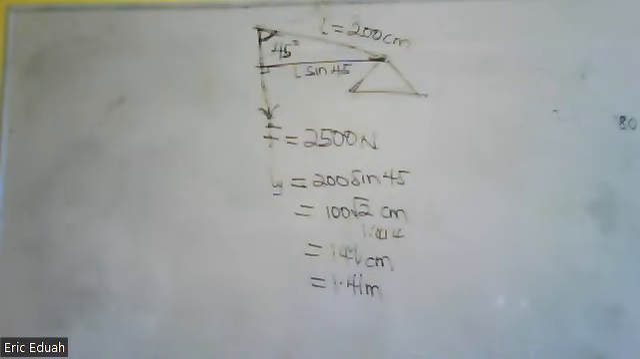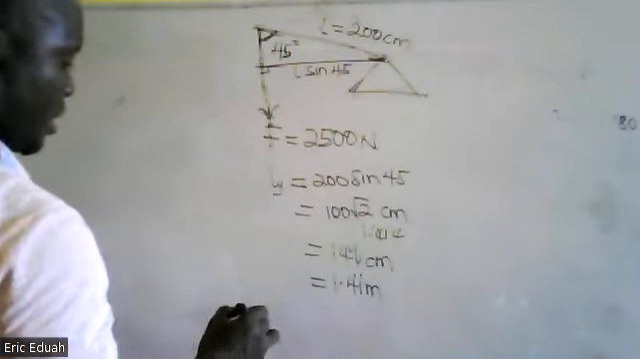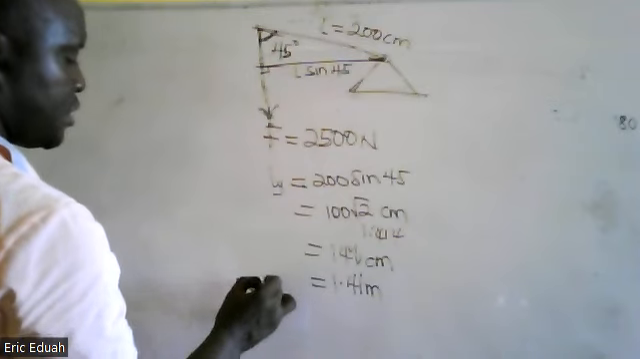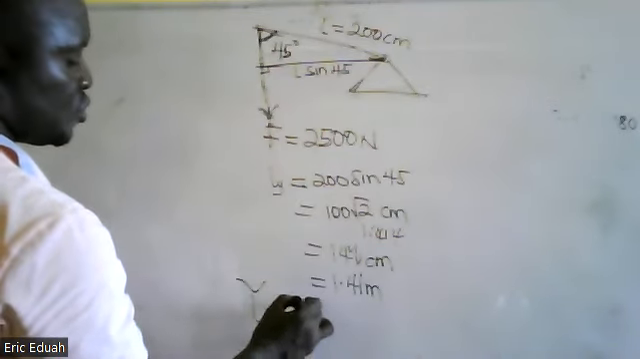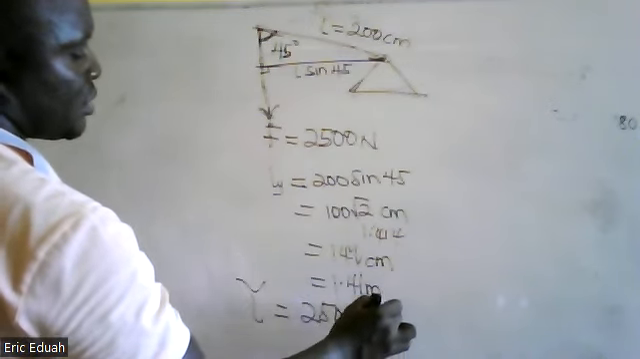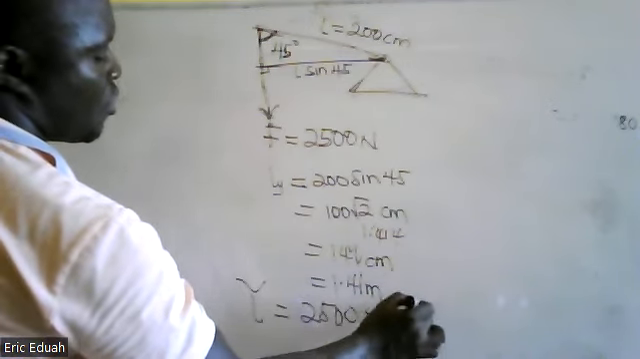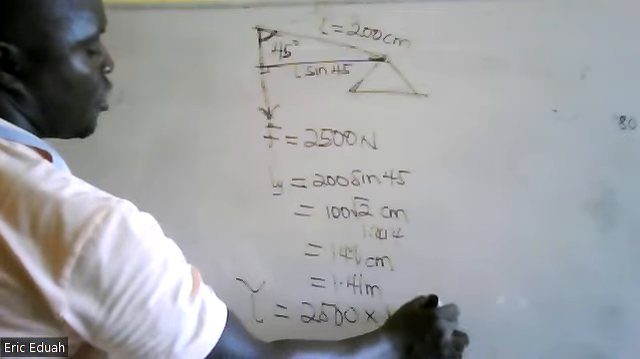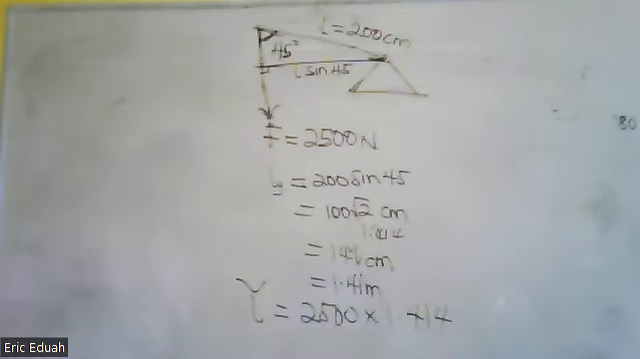So the torque will therefore be equal to 2,500 times 1.41 or 1.414. And that will be equal to what?